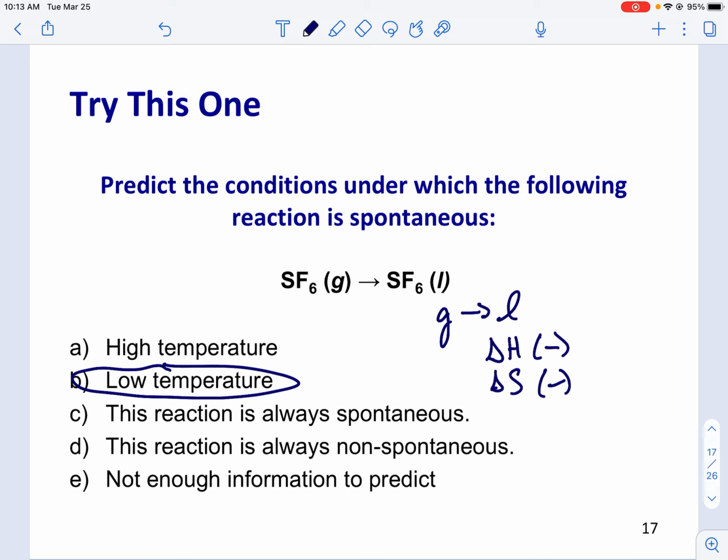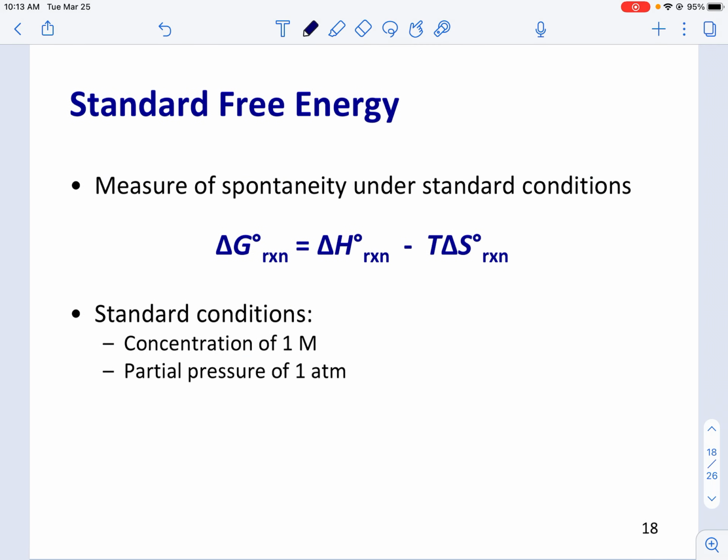A few notes about this delta G. We are often going to write this delta G with a degree sign there. Okay, and that degree sign means we're at standard conditions. So when we have the delta G with the degree sign, and again, often we'll just write it as delta G degree is equal to delta H minus T delta S. The degree sign means you're at standard conditions.